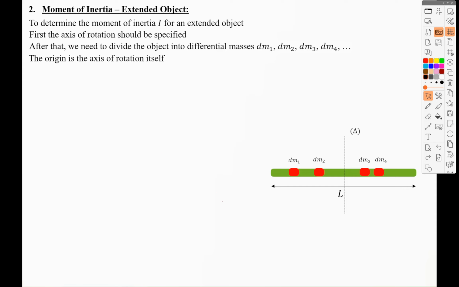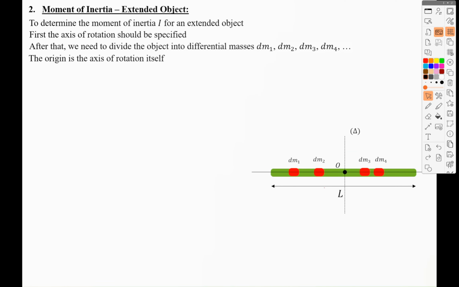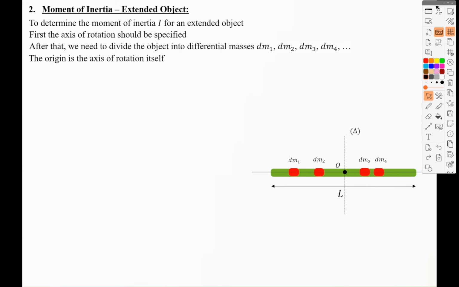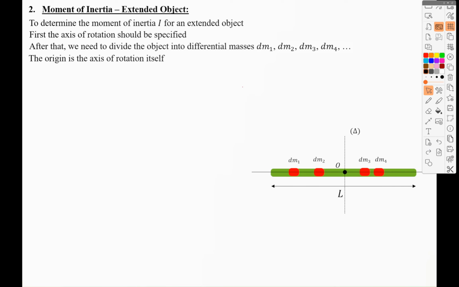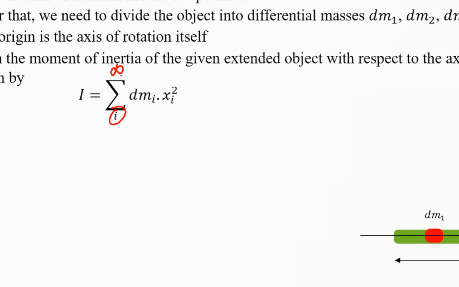So here, pay attention. First we specify the axis of rotation, and based on that, we will specify the origin. Then the moment of inertia of the given extended object with respect to the axis of rotation is given by the summation from i up till infinity of dmi xi squared.